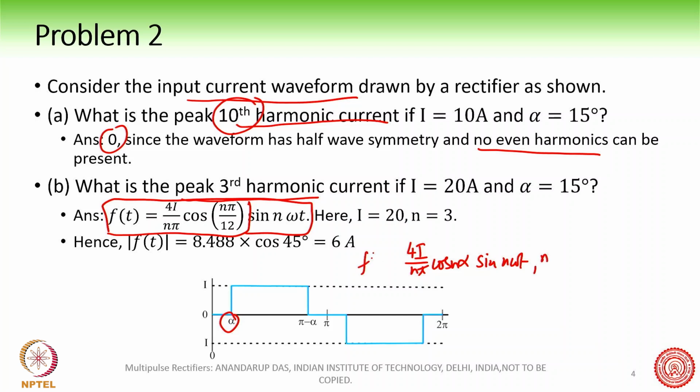So f t, n equal to odd. Okay, so therefore you put it here, right? You put it here into this and put n equal to 3 in this expression, and straight away you find that the answer is something like, you put the values here and it will come out to be 6 amperes. Okay, magnitude of this.